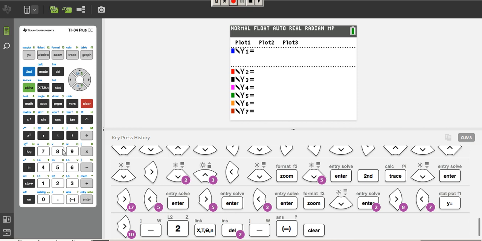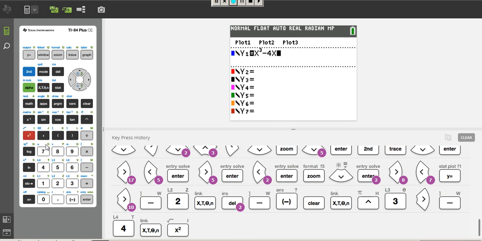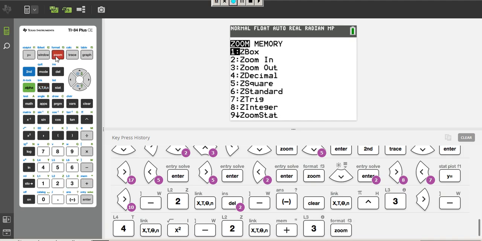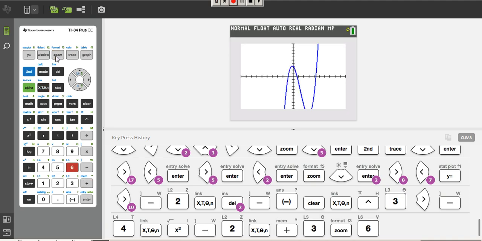Oops. Deleted that whole thing by accident. So x cubed, and then we have minus 4x squared, minus 2x, and then what was the last part? Plus 3. Okay, then we'll go to zoom standard, and we get a graph like that.